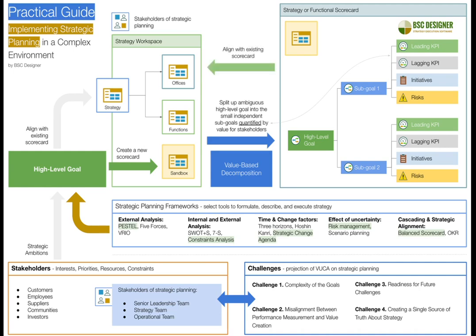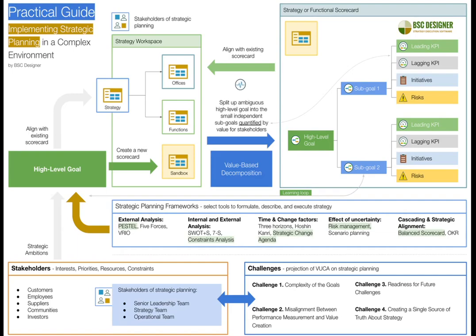As a result of the goal decomposition, we have a new strategy or functional scorecard. When the first prototype is ready, we can move it from the sandbox and align it with other scorecards in our strategy workspace. It goes without saying that in all steps of strategic planning, the learning loop should be implemented in the process. For example, during the decomposition exercise, your team should question the suggested KPIs, risk estimations, as well as the initial goals of the stakeholders. Probably there is a better way to achieve what the stakeholders need.